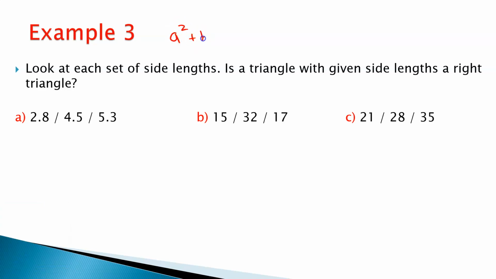A squared plus b squared equals c squared. We're going to plug in what we know, and at the end of it, I want a true statement. I want something like 4 equals 4. 4 does equal 4. That's a true statement. You'll see what I mean by that in a second.